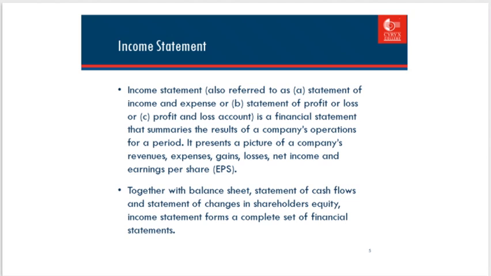Income statement. Income statement, also referred to as A, statement of income and expense, or B, statement of profit or loss, or C, profit and loss account, is a financial statement that summarizes the results of a company's operations for a period. It presents a picture of a company's revenues, expenses, gains, losses, net income and earnings per share (EPS), together with balance sheet, statement of cash flows and statement of changes in shareholders' equity. Income statement forms a complete set of financial statements.